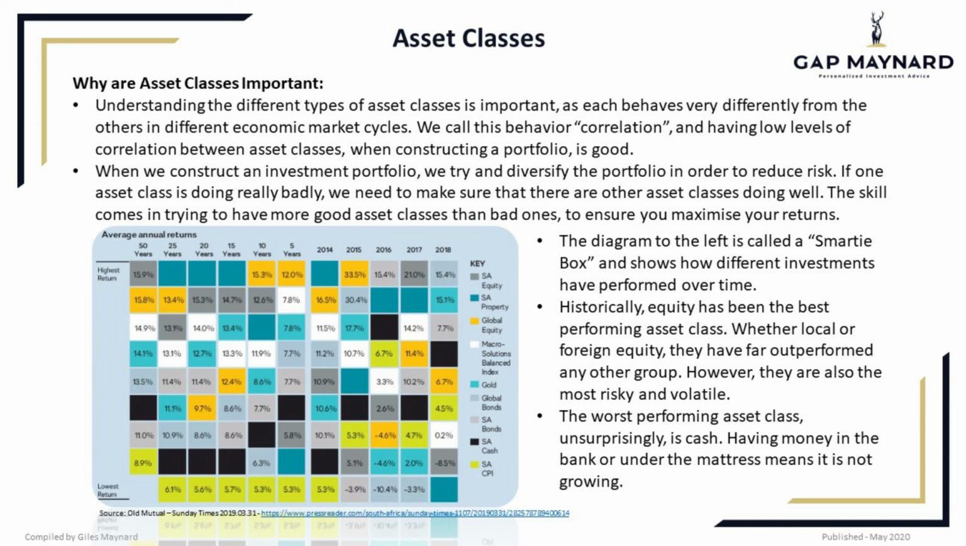The worst performing asset class, unsurprisingly, is cash. Having money in the bank or under the mattress means it is not growing. And as we know, every single year we have inflation, and if we're not keeping up with inflation, we're actually becoming poorer or worse off. In a nutshell, that's asset classes.